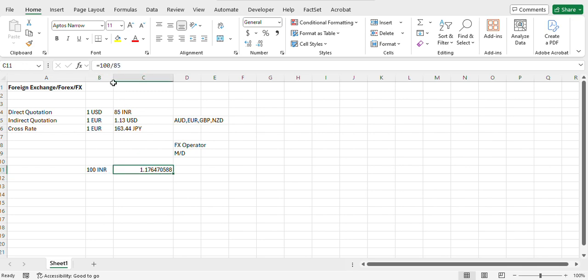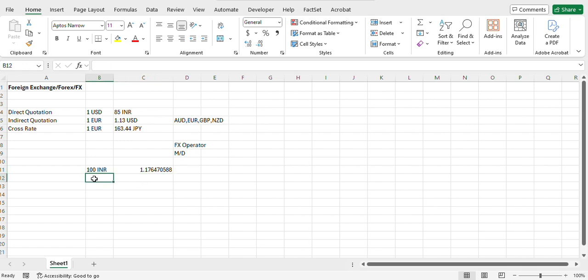So now we have divided with the rate. So now we are using D operator. So whenever any direct quotation is given and we want to calculate from local to base value, so that is here from INR to USD, we'll be using D operator.